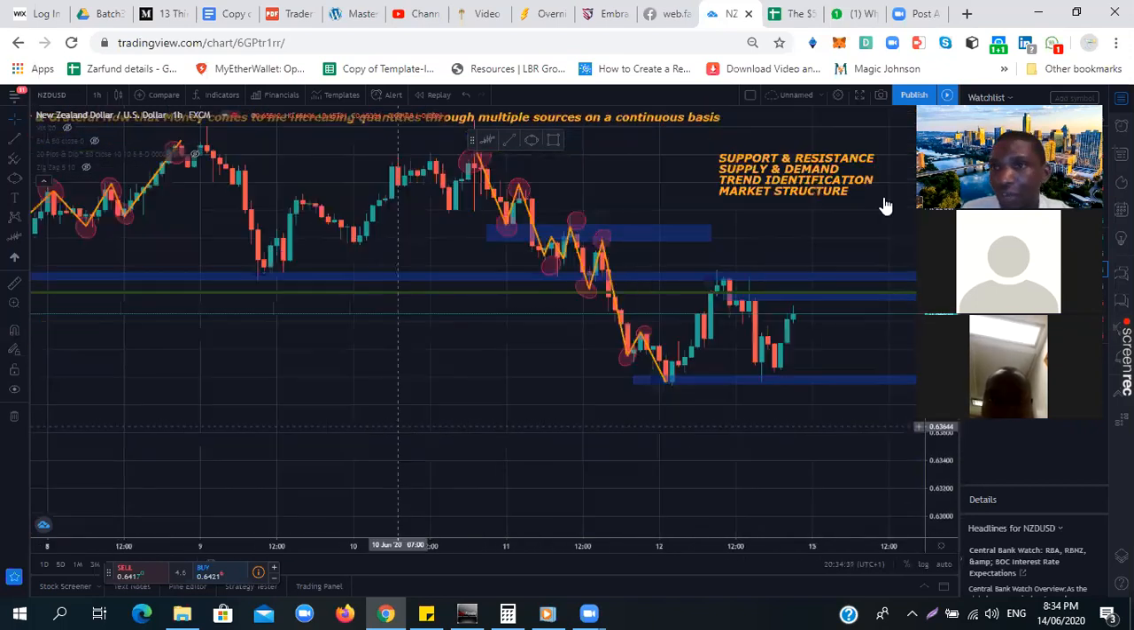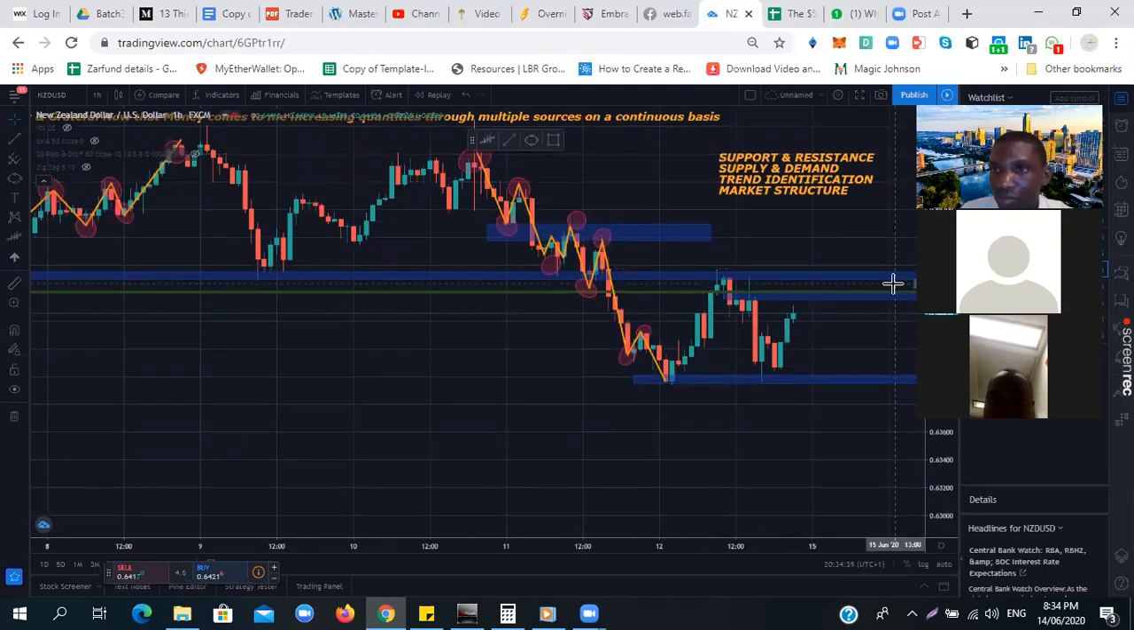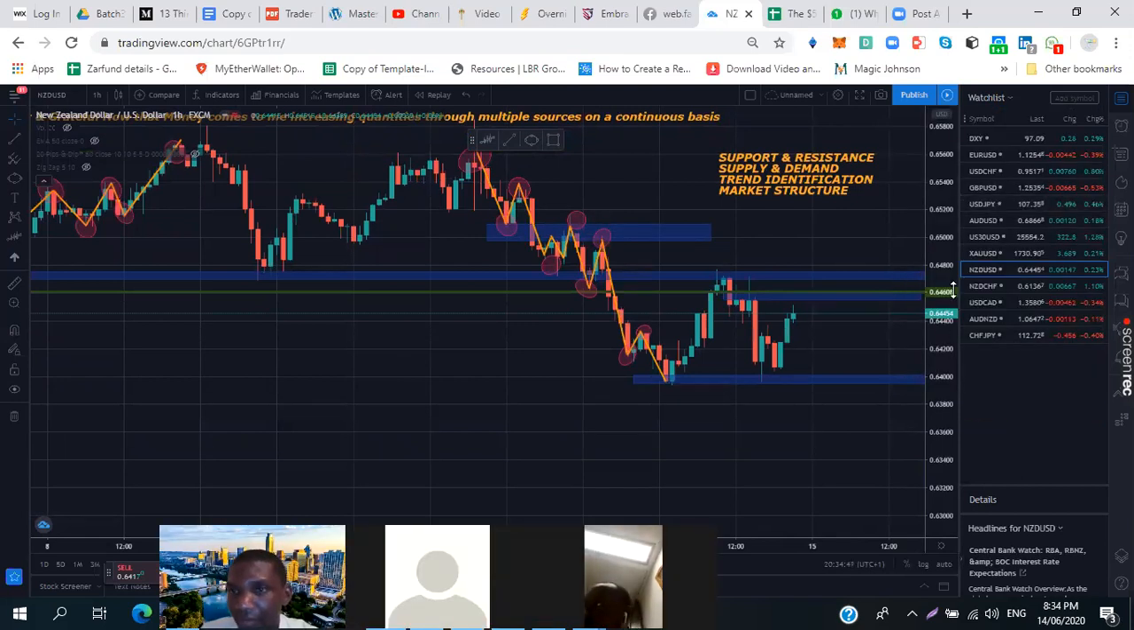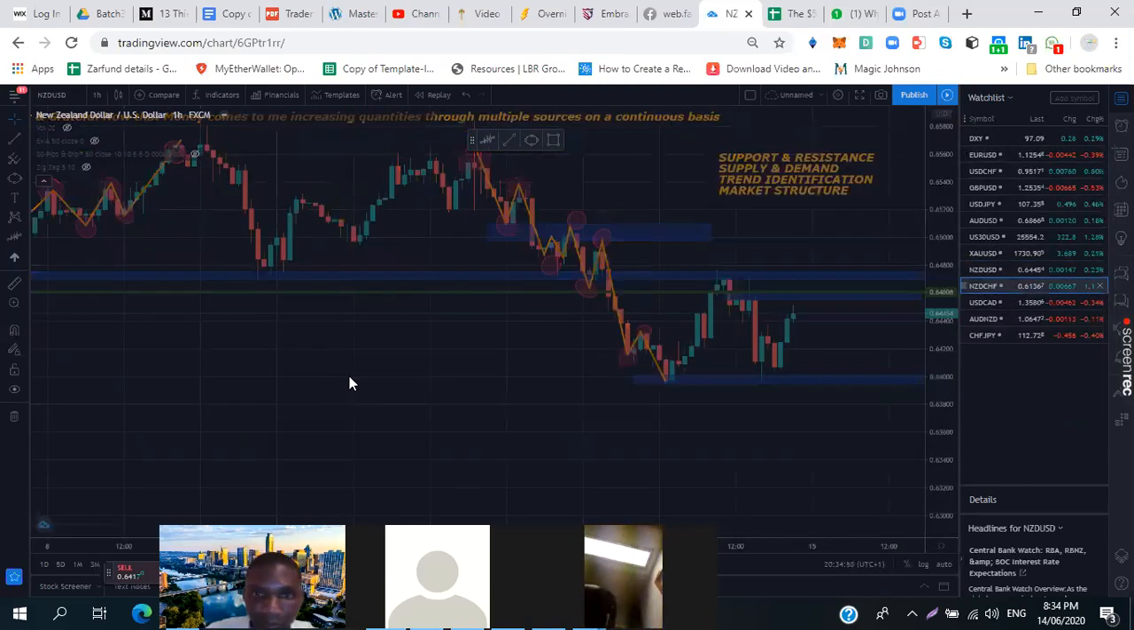So let's look for another pair now and let's see how we will trade. Now, if we come to a pair, how would we trade? Let's look for a pair we can use.